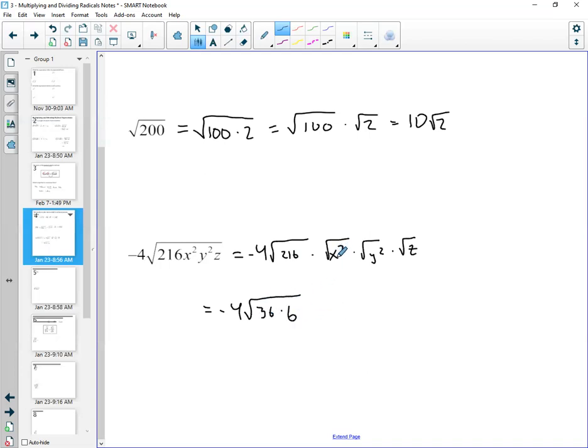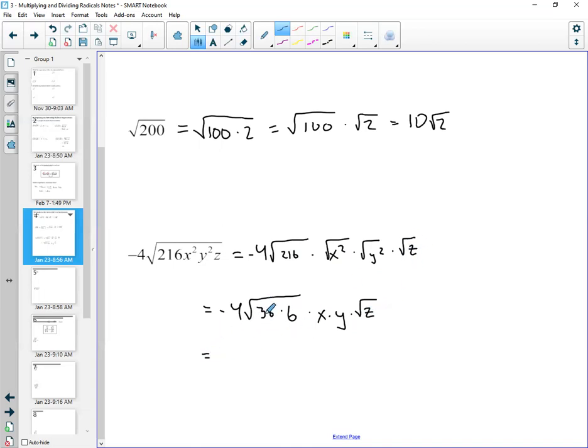The square root of x squared is x. There are two x's in here, so they come out to the front as just an x. The square root of y squared is just y, and I can't simplify the square root of z. There's only one factor of anything in here, which is z.